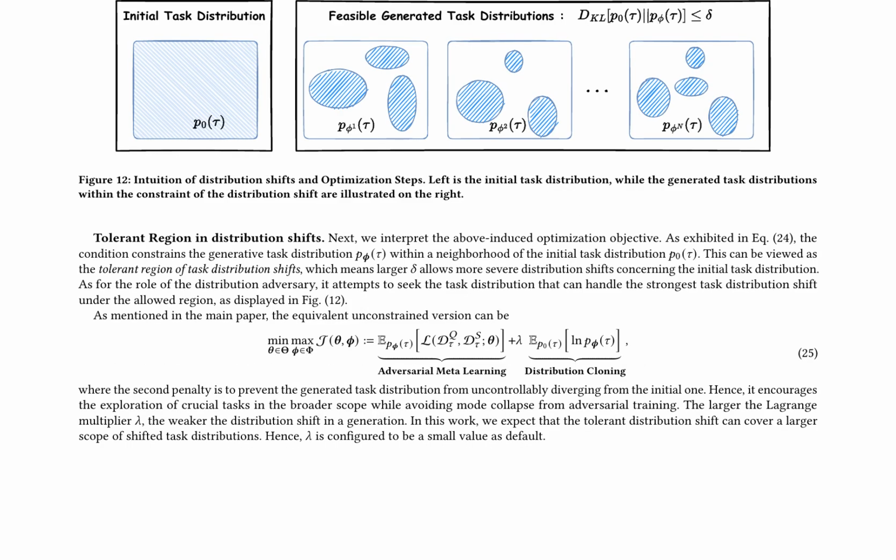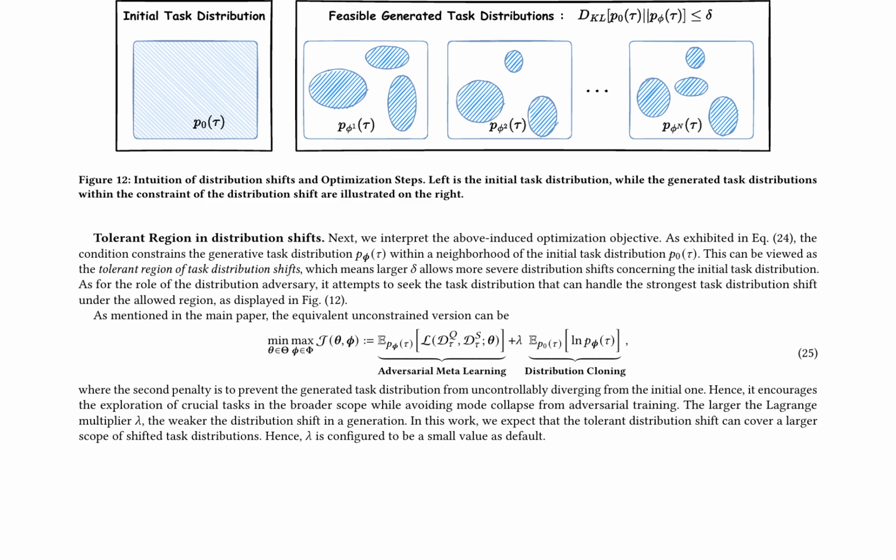The optimization objective, equation 24, involves minimizing the metalearner's loss while maximizing the generated task distribution, subject to a constraint on the distribution shift. This constraint is interpreted as a tolerant region of task distribution shifts, where larger values of delta allow more severe distribution shifts.